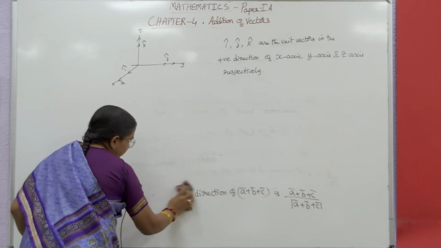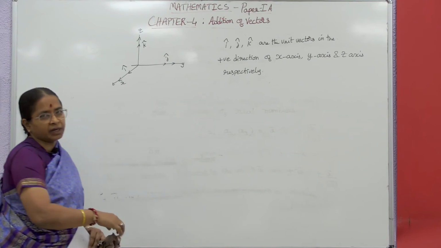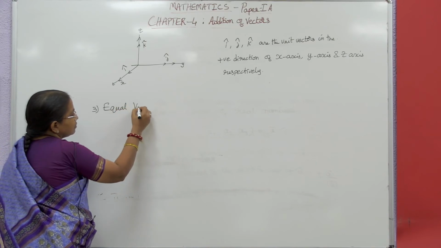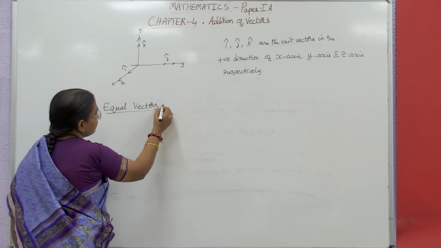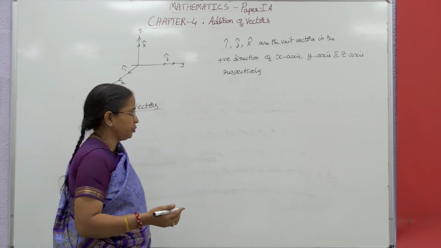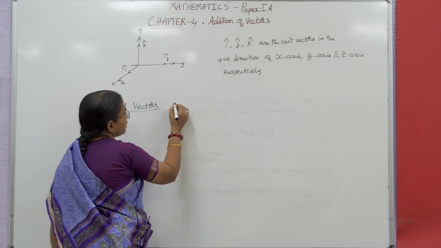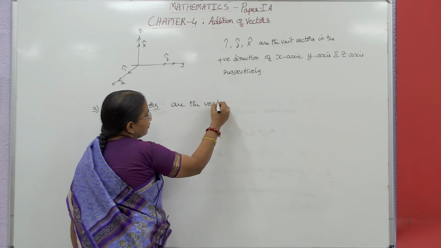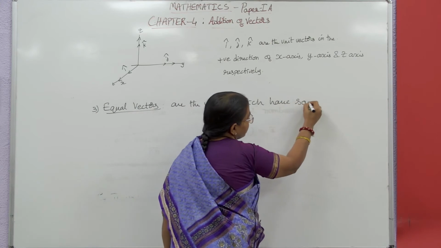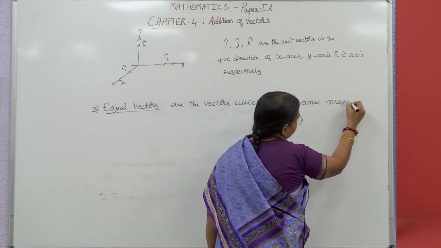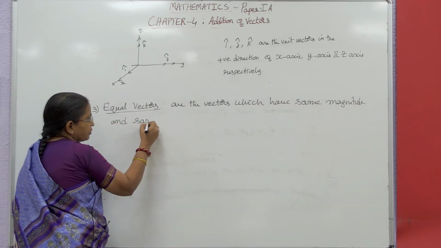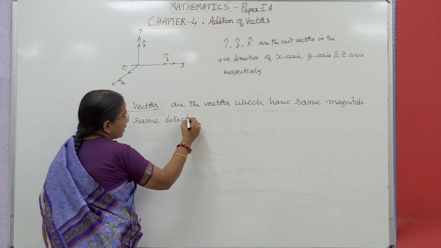Next is equal vectors. What are equal vectors? The next type of vector is equal vectors. Equal vectors are the vectors which have the same magnitude and the same direction.